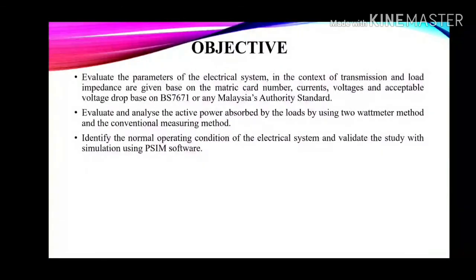The objectives of my project are: 1. Evaluate the parameters of the electrical system in the context of transmission and load impedance, given based on the matrix number, current, voltage and acceptable voltage drop based on BS 7671 or any Malaysian authority standard. 2. To evaluate and analyze the active power absorbed by the loads by using 2 wattmeter and the conventional measuring method. And 3. Identify the normal operating condition of the electrical system and validate the study with the simulation using PSIM software.